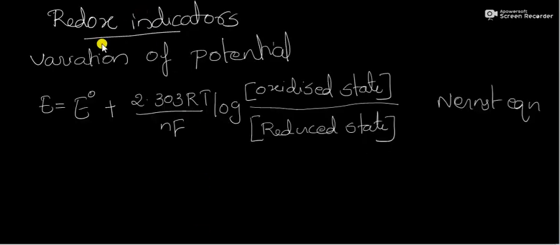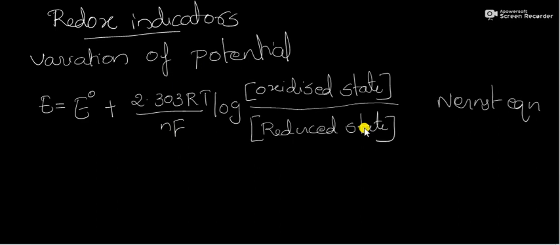Next is the chemistry of redox indicators. What do you mean by redox indicator? In the case of acid-base indicator, we studied that there will be a variation in pH. That is the basics of acid-base indicator. Whereas in the case of redox indicators, there will be a gradual variation of the potential of a particular redox system in a redox titration.